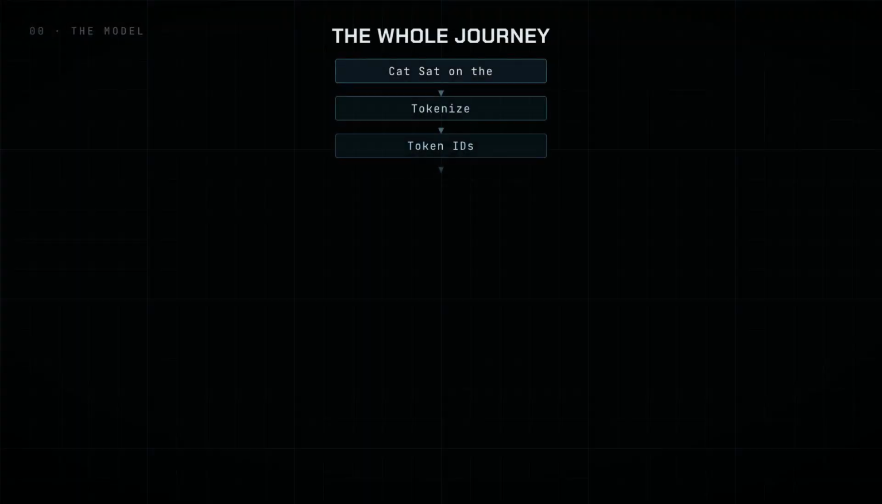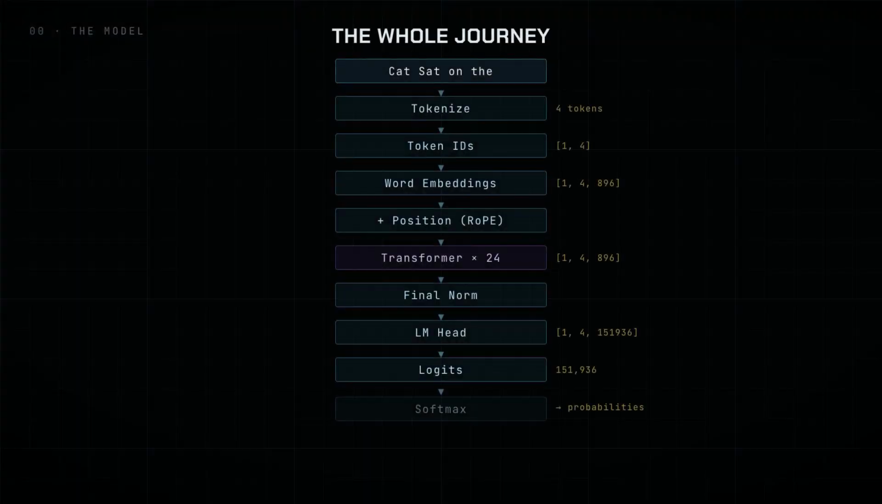Here's the whole journey on one page. Text becomes tokens, tokens become numbers, numbers become meaning vectors. They flow through the transformer stack and out the other side comes a prediction. We'll walk every step.